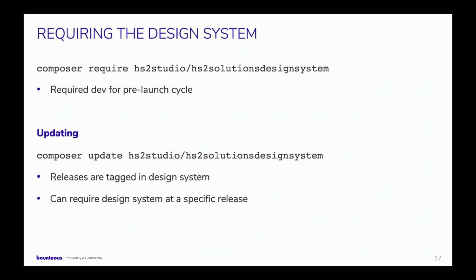Releases can be tagged in the design system, so we can have more fine-grained control over which version of the design system we want to have in our Drupal theme. We can require a specific release or a specific commit and things like that. We did mostly just require it at the head, which, as we'll talk about in a little bit, can become a challenge.